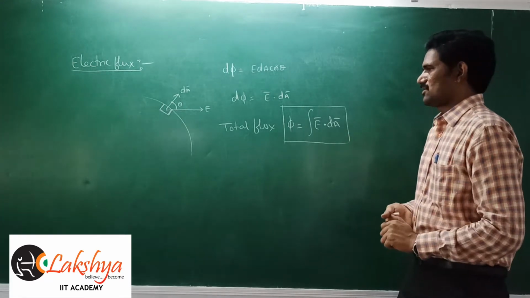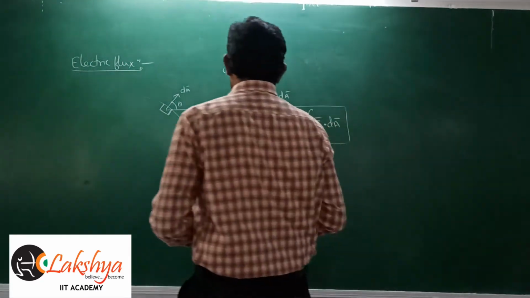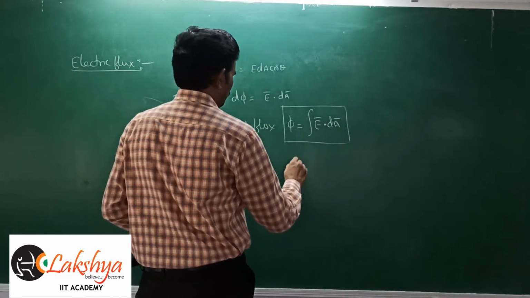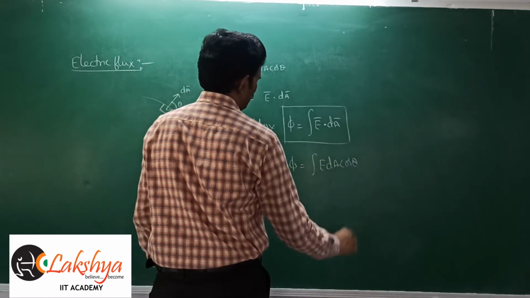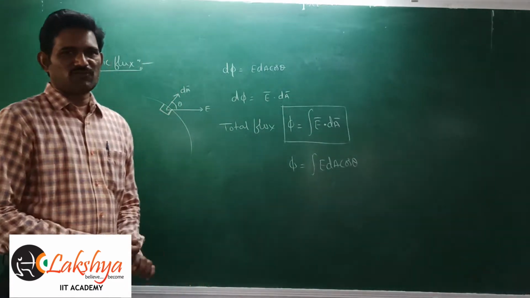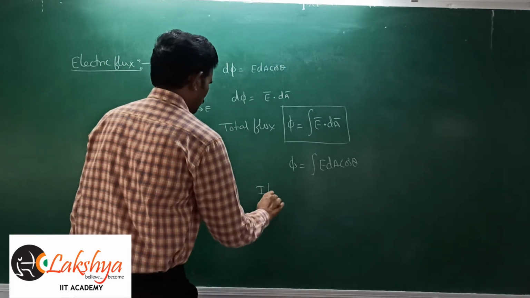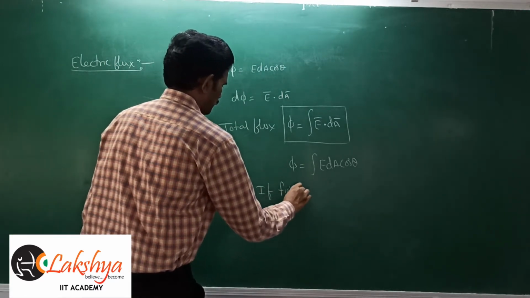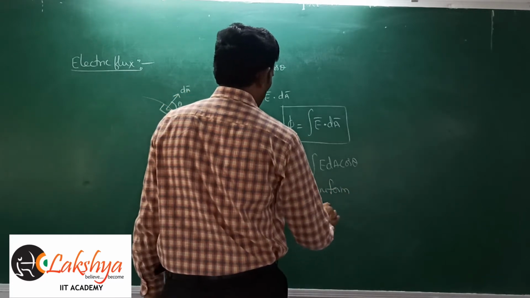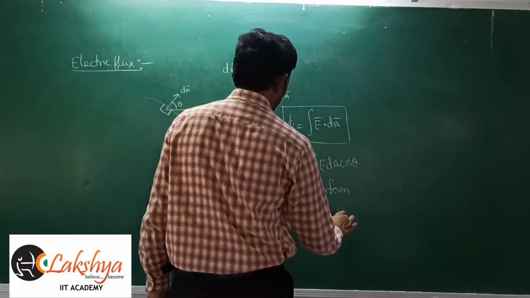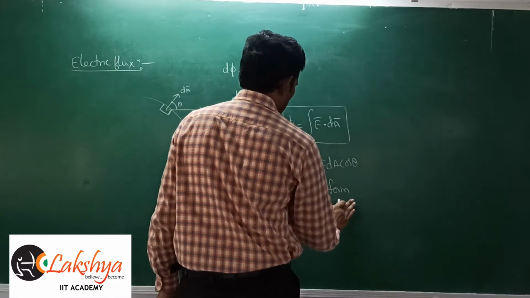Mathematically it is defined like this. Phi is equal to integral of E bar dot dA bar. And so now we can write this value as E dA cos theta. Suppose the field is uniform, then we can write this phi value as E into integral of dA cos theta. Cos theta will also remain the same.